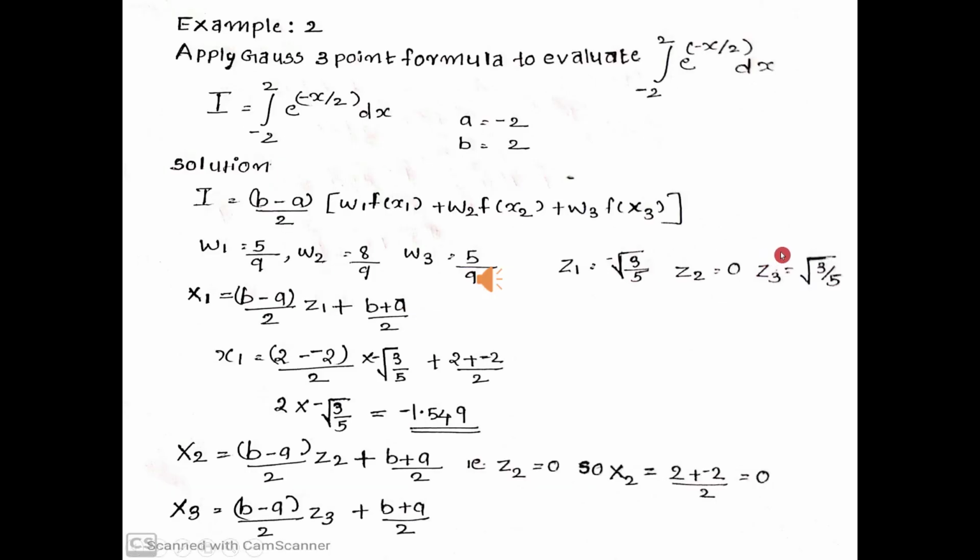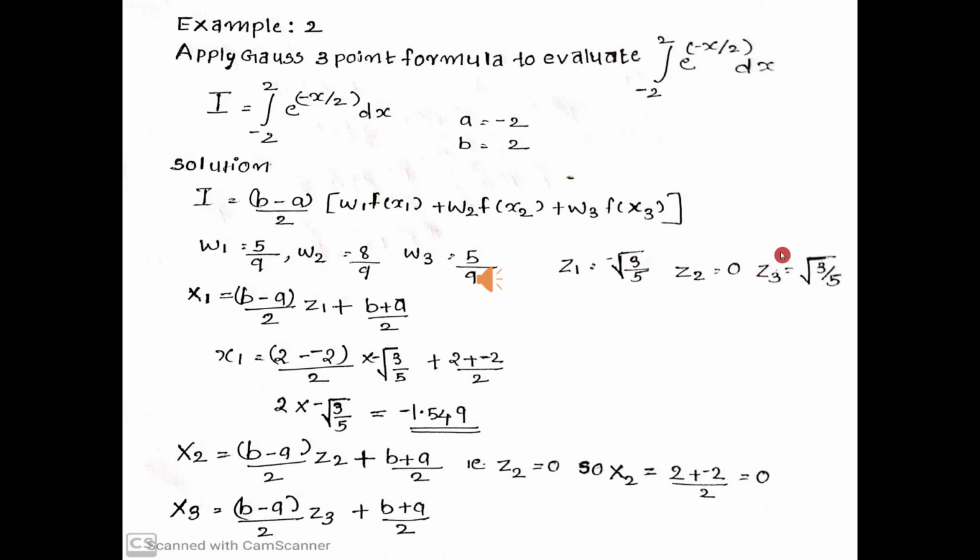Our second example is a problem using the 3-point formula. The question is, apply Gauss 3-point formula to evaluate the integral from minus 2 to 2 of e raised to minus x by 2 dx. That is, I equal to integral minus 2 to 2 e raised to minus x by 2 dx. Here, f of x is e raised to minus x by 2. The lower limit is minus 2 and the upper limit is plus 2. Therefore, we take a equal to minus 2 and b equal to plus 2.